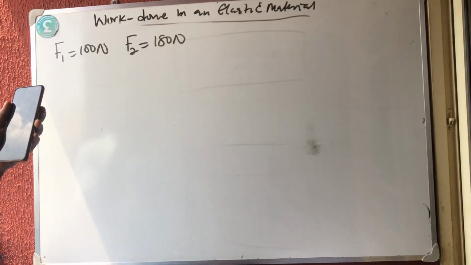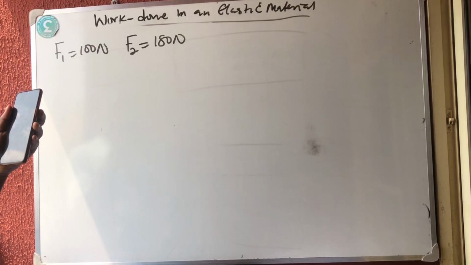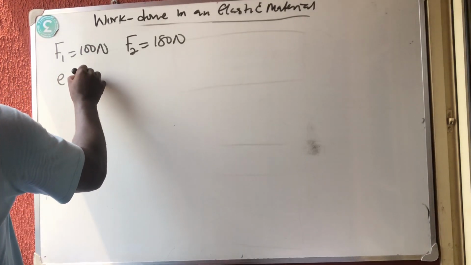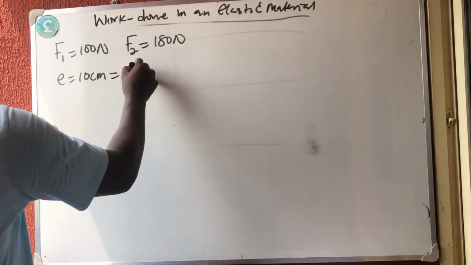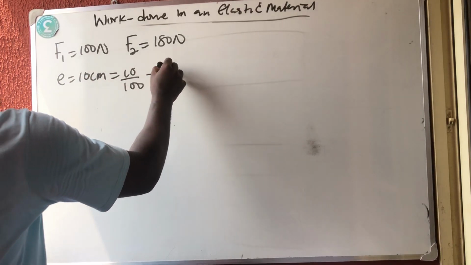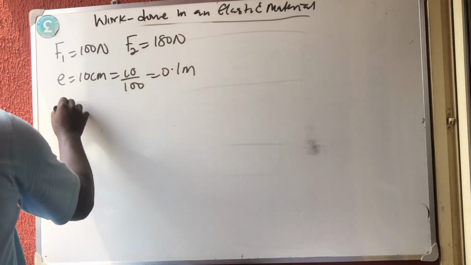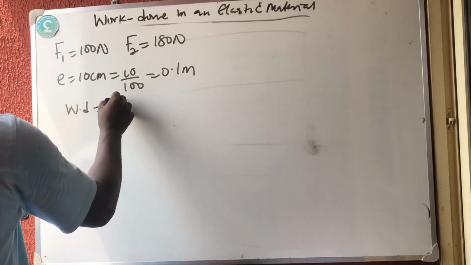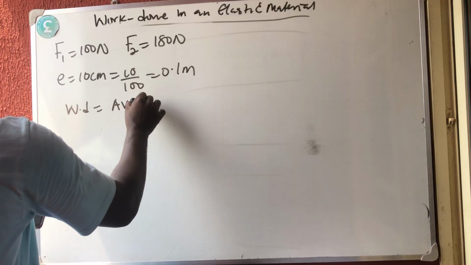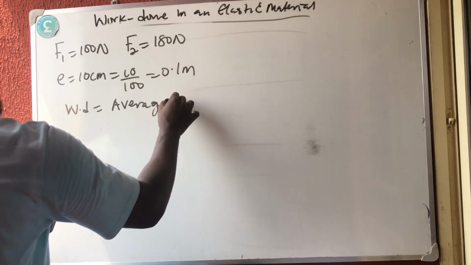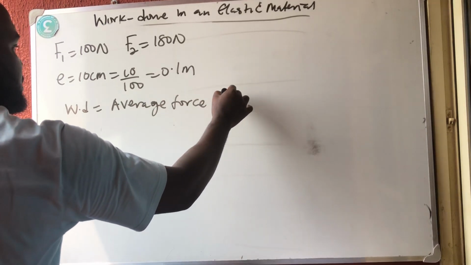The string exerts an extension of 10 cm. The extension there is 10 cm, which is 10 divided by 100, which is 0.1 meters. Calculate the work done. And we know that work done is average force times the extension.